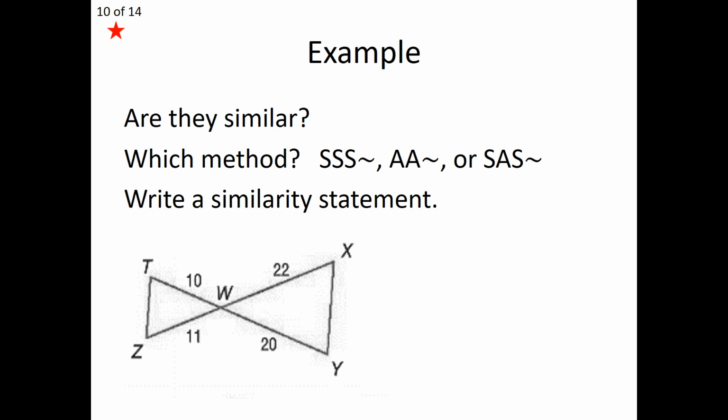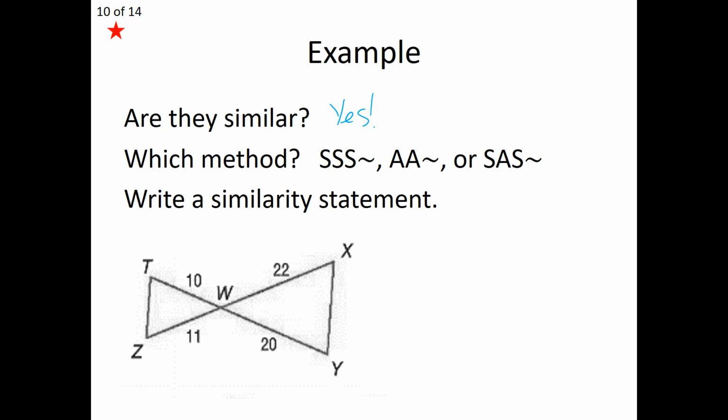If they're not similar, we're not able to determine that, then we'll just skip the similarity statement altogether. So let's take a look at our first example here in slide 10. Are these two triangles similar? Well, I'm going to go ahead and answer this for you. It is yes. These two triangles are similar. But now you're going to help me figure out why they are similar.